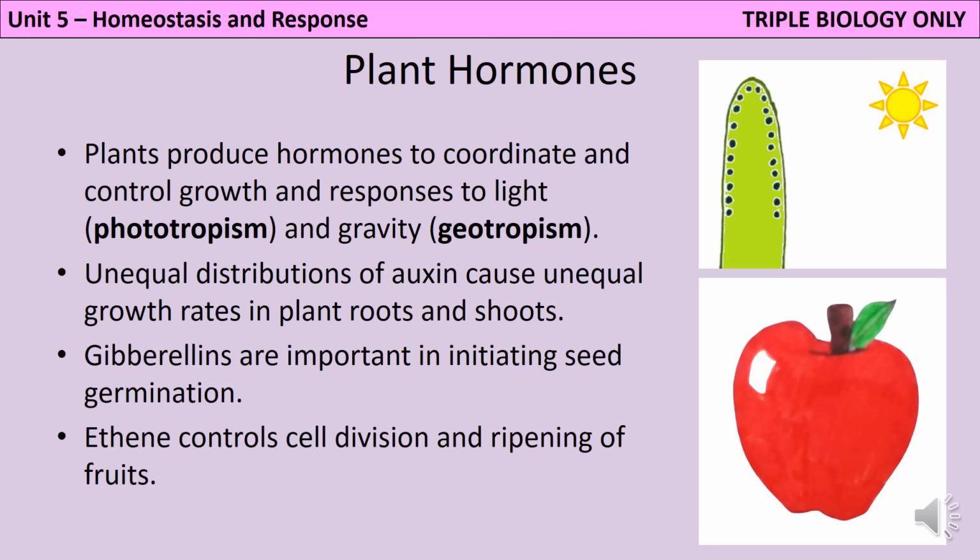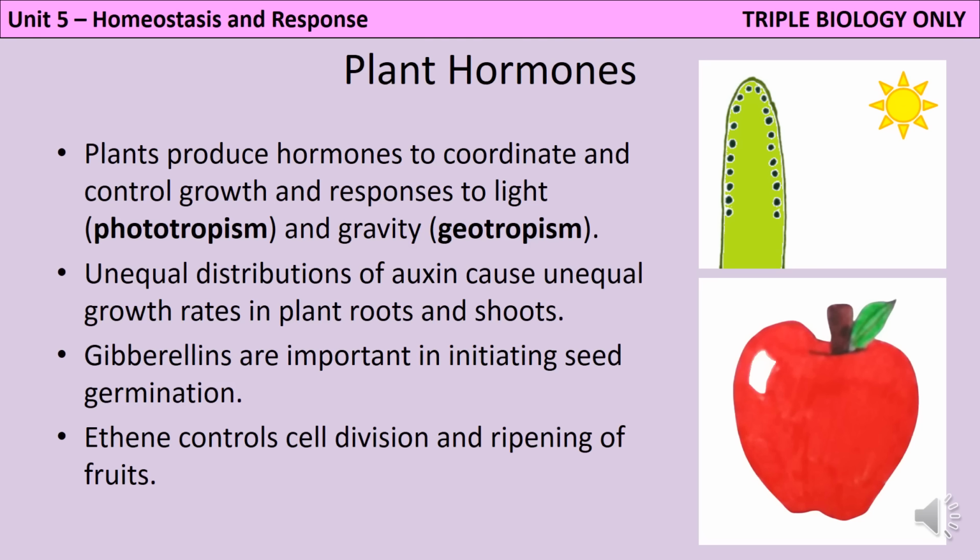Plants use hormones to coordinate their growth in response to light, which is called phototropism, and gravity, which is called geotropism. The hormone that helps with this is called auxin. In the shoots, auxin promotes cell elongation and growth, and in the roots this is inhibited.